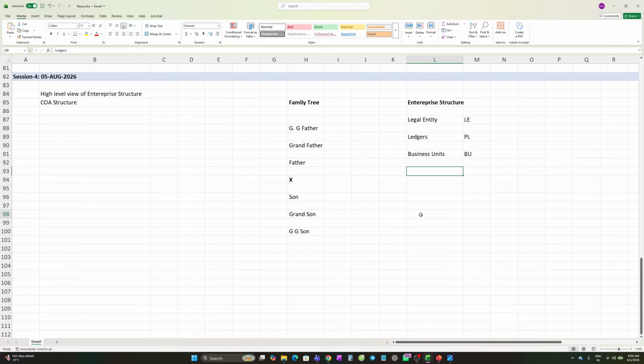What is the ledger? Here I'm explaining again. How do we create the ledger? What are the components we have in the ledger? For creating the ledger, yesterday we discussed currency and calendar. So currency and calendar are part of the ledger. If we create the ledger, we have four C's. Understand my point? Four C's.